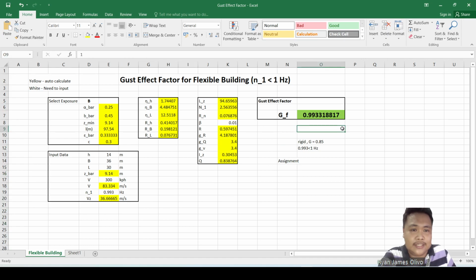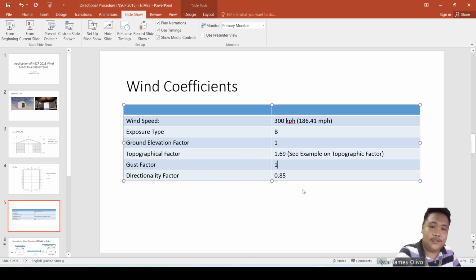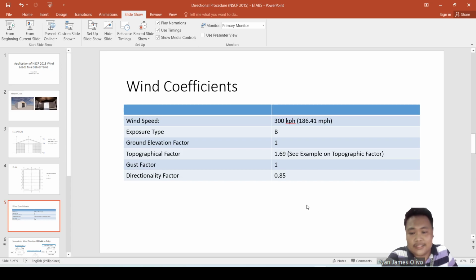We consider this larger value rather than 0.85 because wind plays a role here, and gust is also wind. It's not just a sustained wind speed, but gust is also wind. Instead of considering G equal to 0.85, because 0.993 is almost 1 hertz, let's try 1. It's also your judgment, guys, but as you can see, for the gust effect factor, let's use 1.